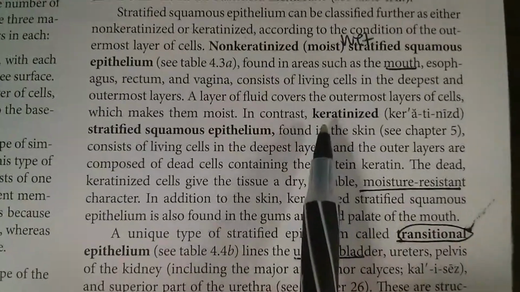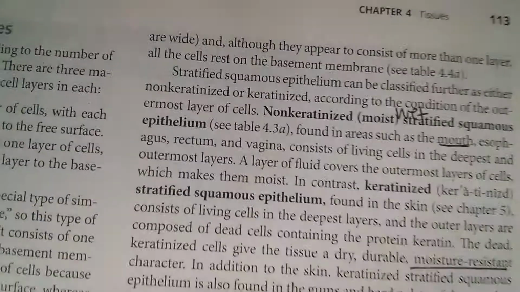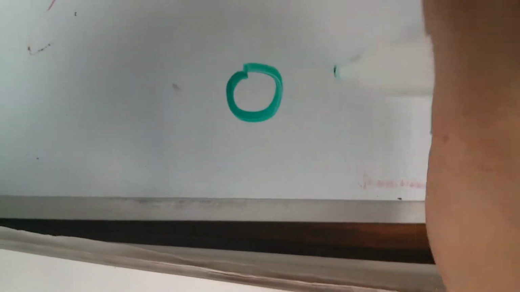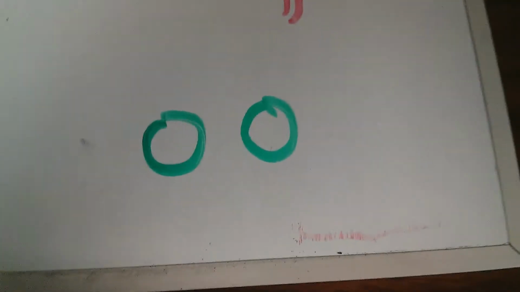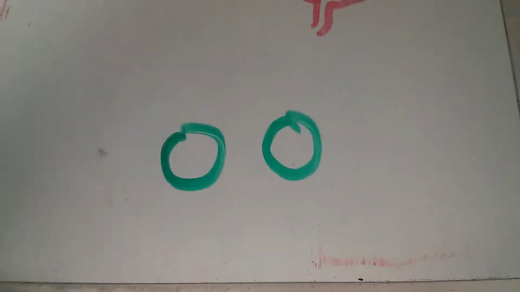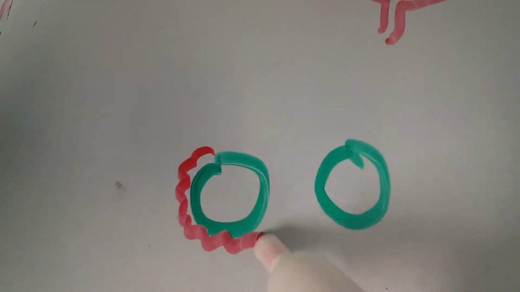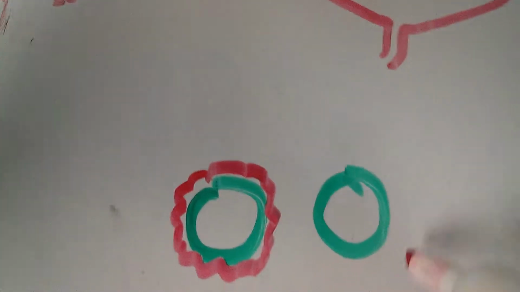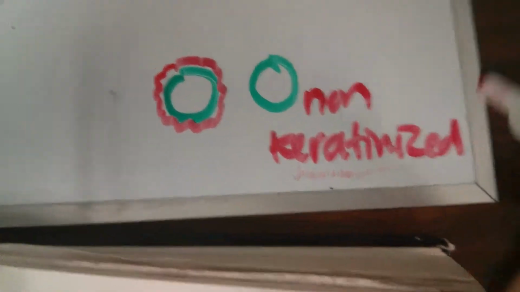The only other thing you should know about epitheliums is the protein called keratin, or if something is keratinized or non-keratinized. Essentially, you have, let's say this is a cell and this is a cell. Now, they're going to be pretty much the same in function and in shape and everything else, except for one main difference. One difference here is that you can have a protein called keratin cover the cell, and this one's not going to have it. So this one's going to be non-keratinized, and this one is going to be keratinized.